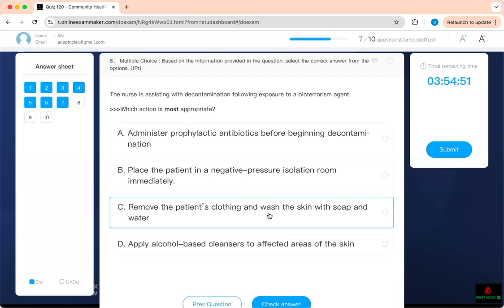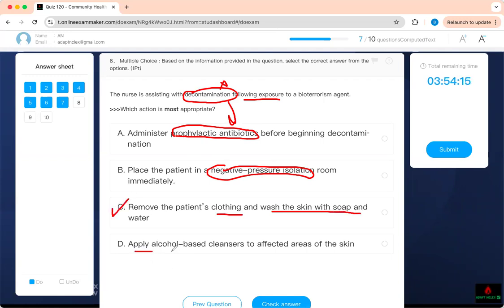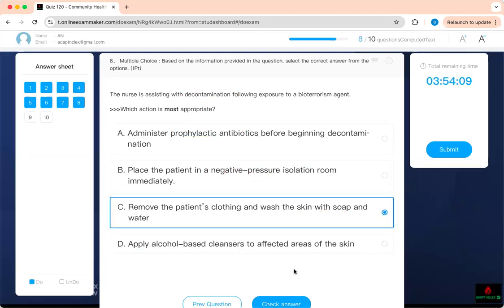A nurse is assisting with decontamination following exposure to a bioterrorism agent. Which action is the most important? This question, if you don't look at it carefully, you get it wrong. The key aspect is decontamination. If you decontaminate a patient, the answer choice should be related to decontamination. Antibiotic administration has nothing to do with decontamination. Placing the patient in negative pressure isolation has nothing to do with decontamination. Remove the client's clothes and wash the skin with soap and water; that's decontamination. Alcohol is never used for decontamination. Soap and water is the key. This is a test-taking strategy.